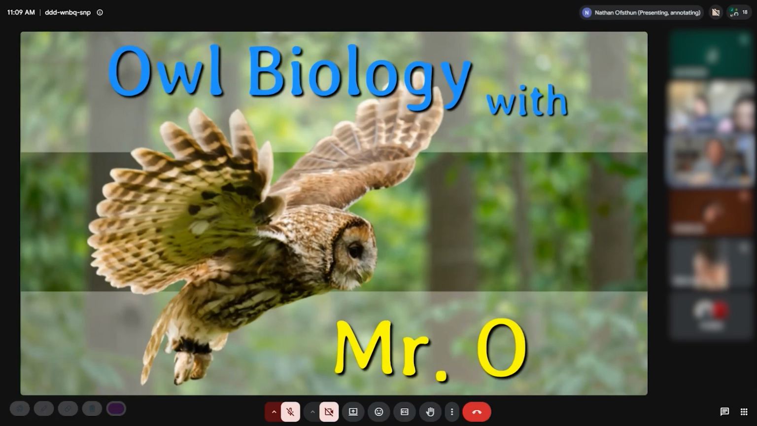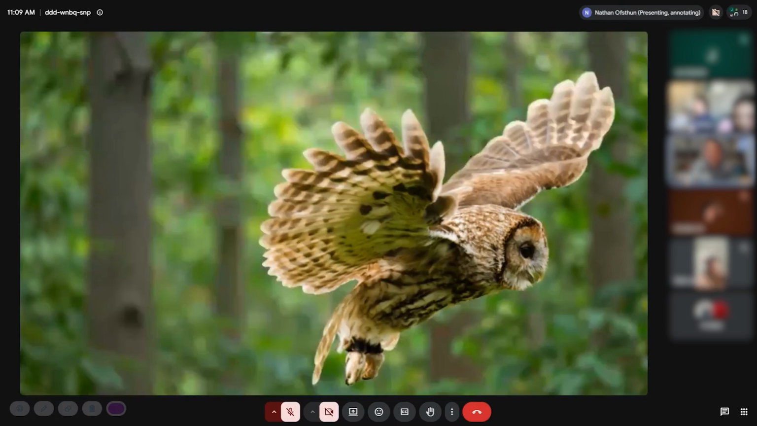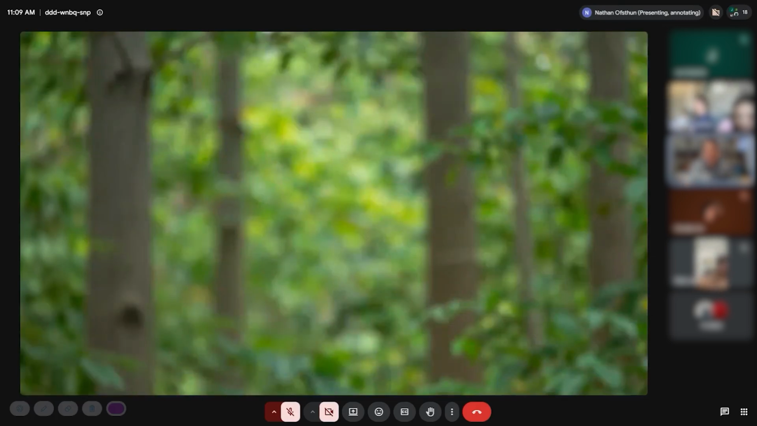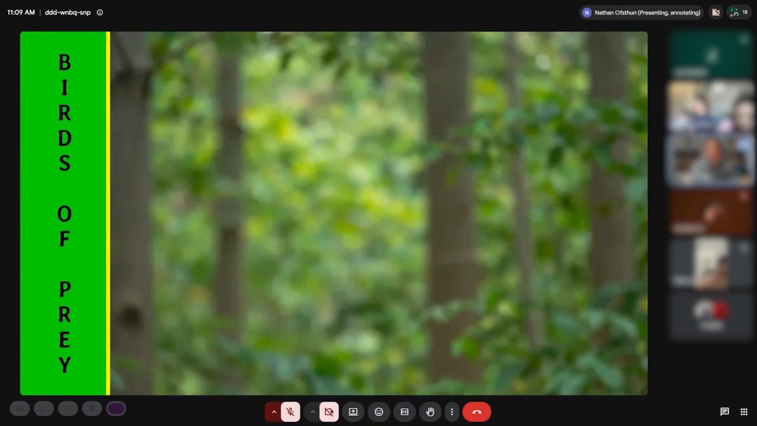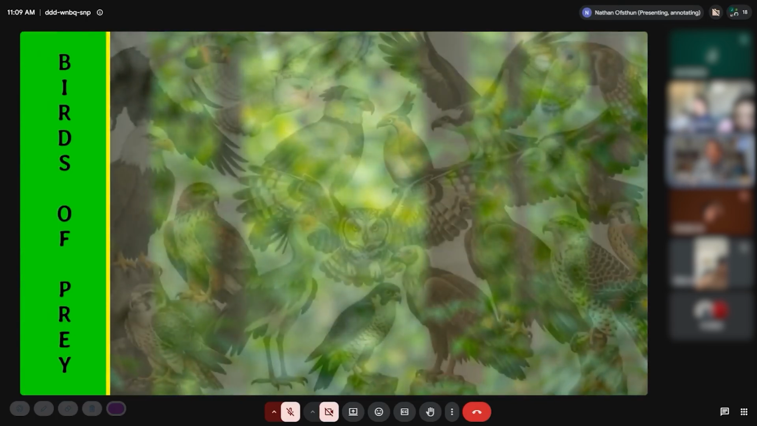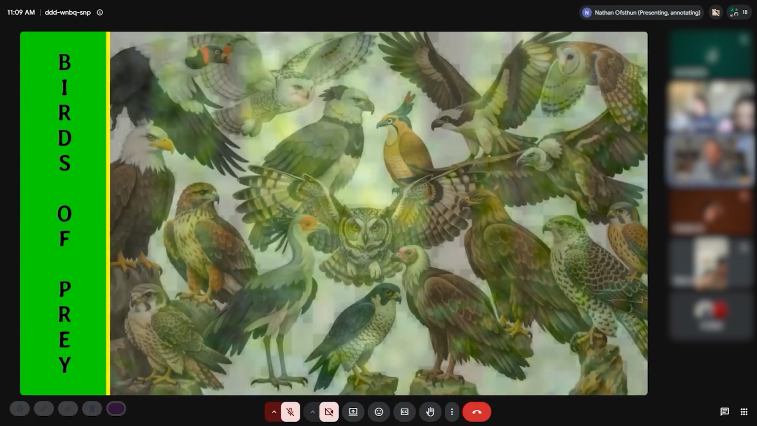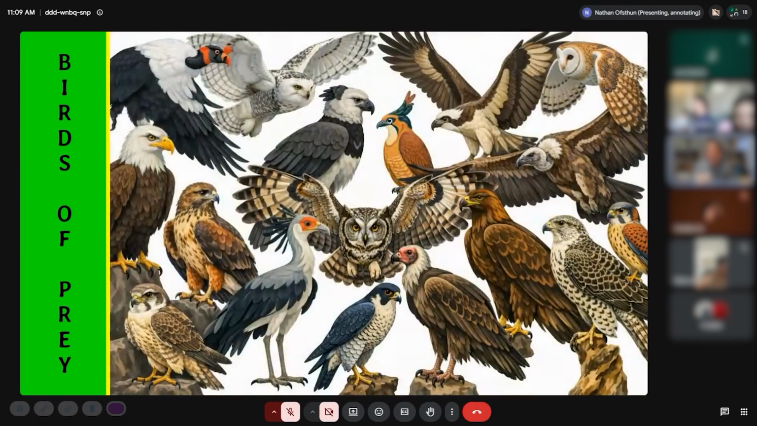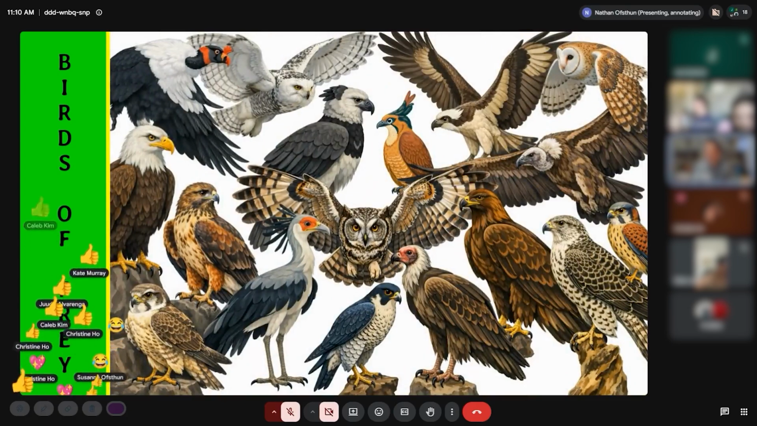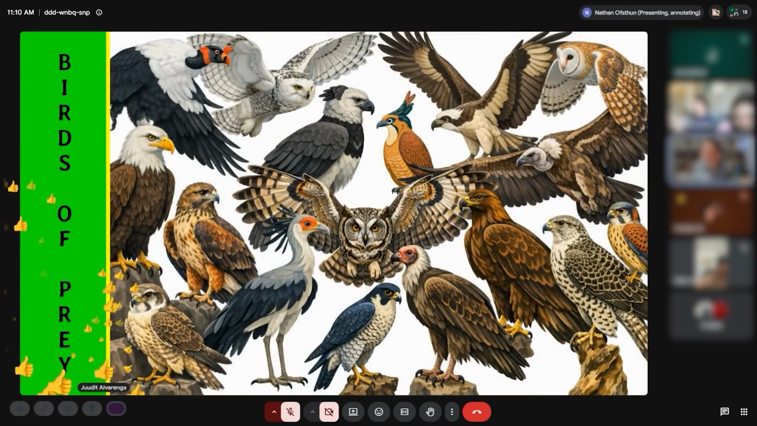And so this is all about owls, but before we focus on owls, I would like us to consider what group of birds that owls belong to. Give me a thumbs up or a smiley face if you have heard of the term birds of prey before. Okay, so I'm seeing celebratory trumpets. That's amazing. Wow, some of us have really heard about birds of prey before.